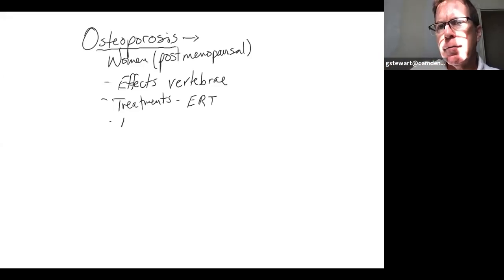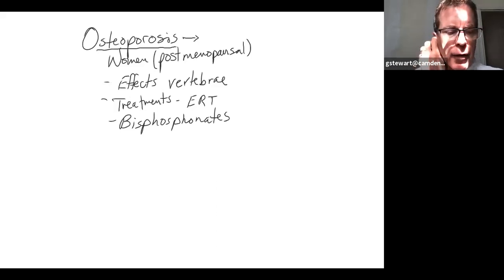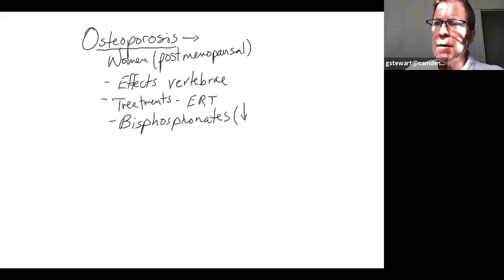There is, see if I can spell this correctly, bisphosphonates, a group of drugs that are proven quite effective. What these do is they decrease osteoclast activity to help slow down that bone degradation.